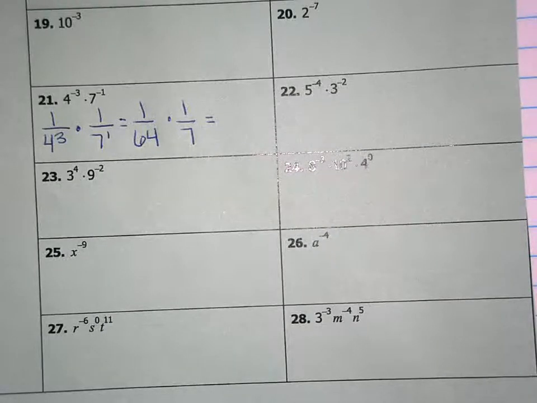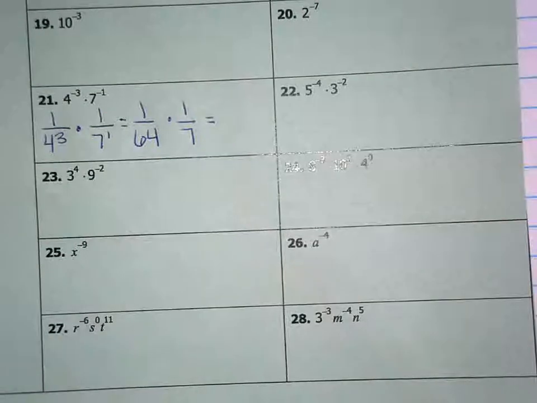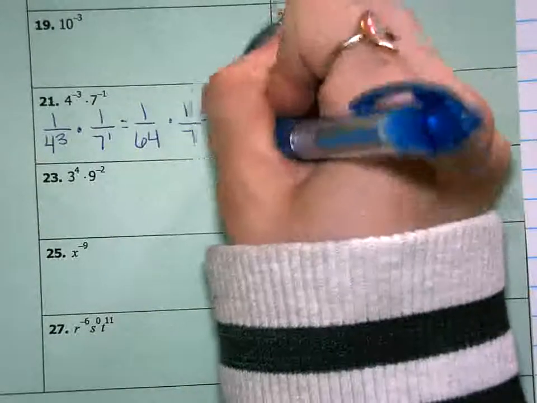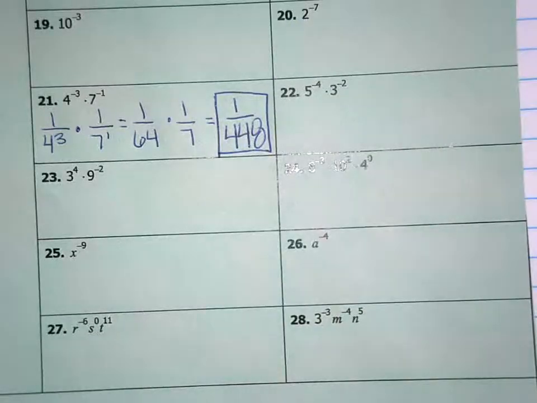Blaine, what'd you get? 1/64 times 1/7. What do we do? Multiply 64 times 7, and then multiply 1 by 1. Yep. So James, what did you get? 1 over 448. Would you all agree with him? Yes. Good, you should, because that is the correct answer.